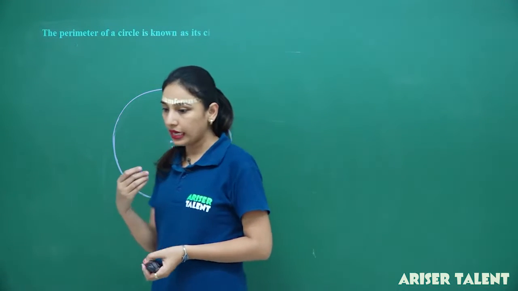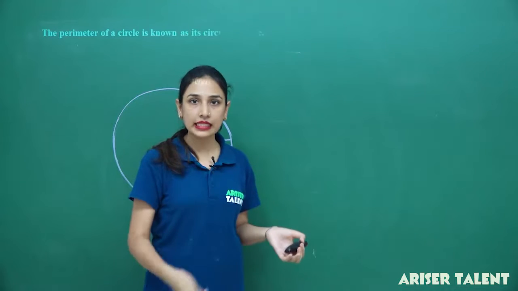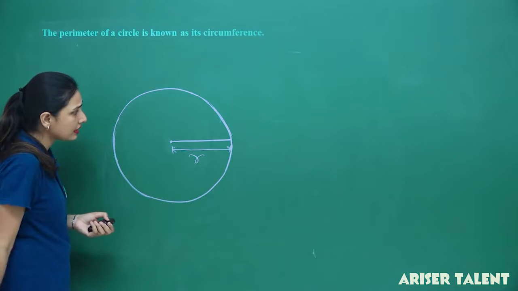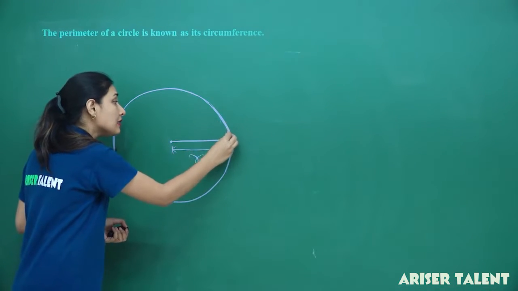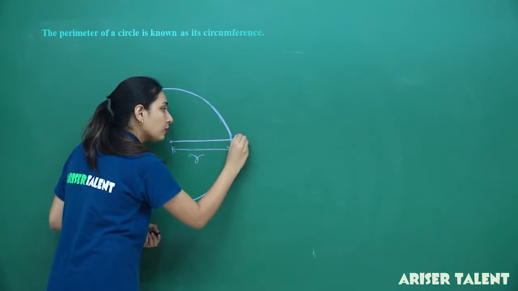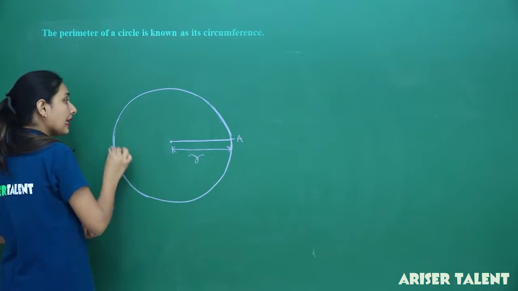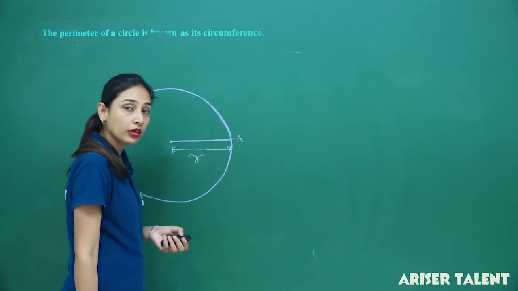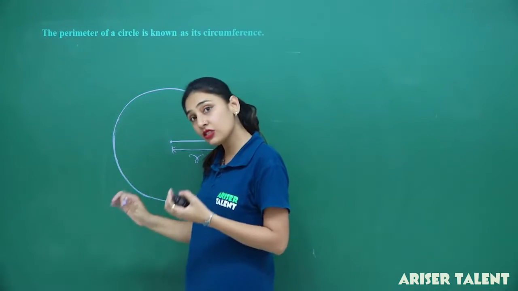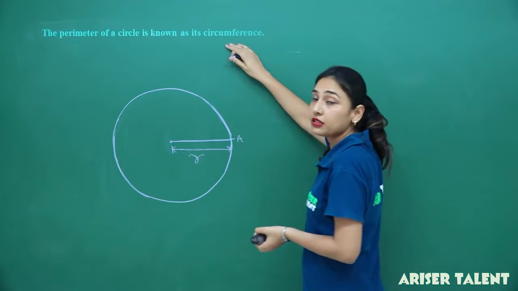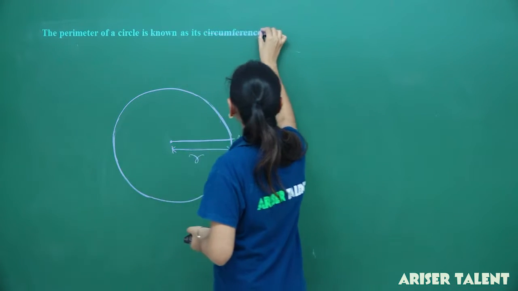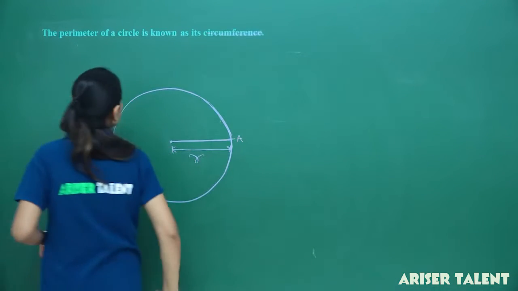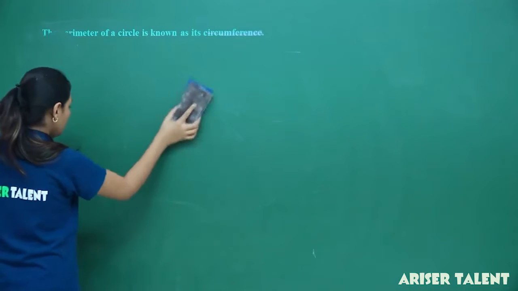If I was talking with that particular example, moving this like this, if I started from this point A and completed this path, the complete length of the path covered by me is what? The perimeter of this circle, which is known as circumference. So, what is circumference, students? Circumference is nothing but the perimeter of the circle, which is known as circumference, right?